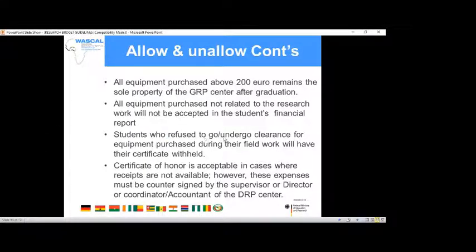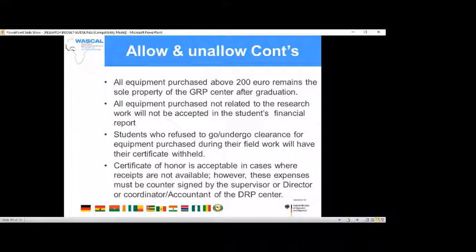Students who refuse to undergo clearance for equipment purchased during their field work will have their certificate withheld. You can see how important it is to liaise with your supervisor and the director before buying any equipment. That's why this issue is being emphasized. You have to get that clearance, and when you are retiring, you attach the email for such approval.